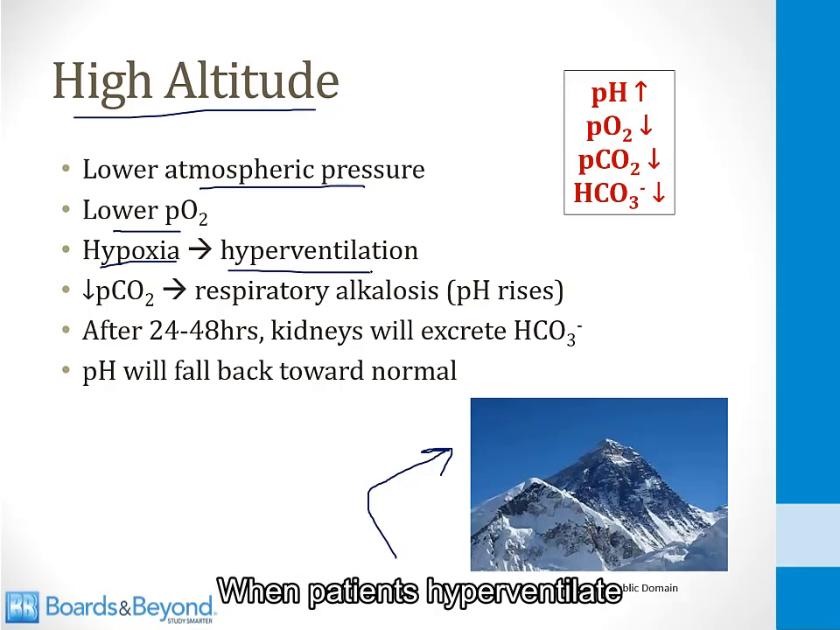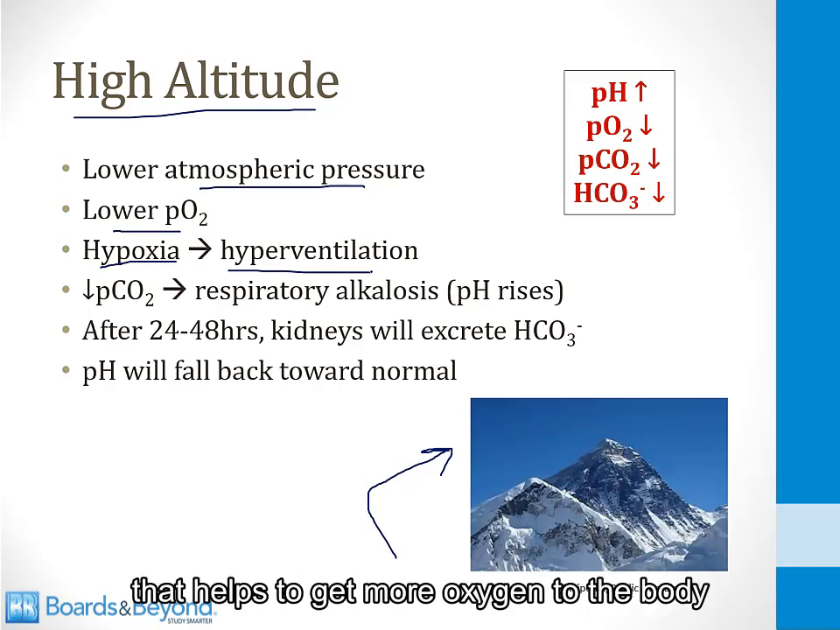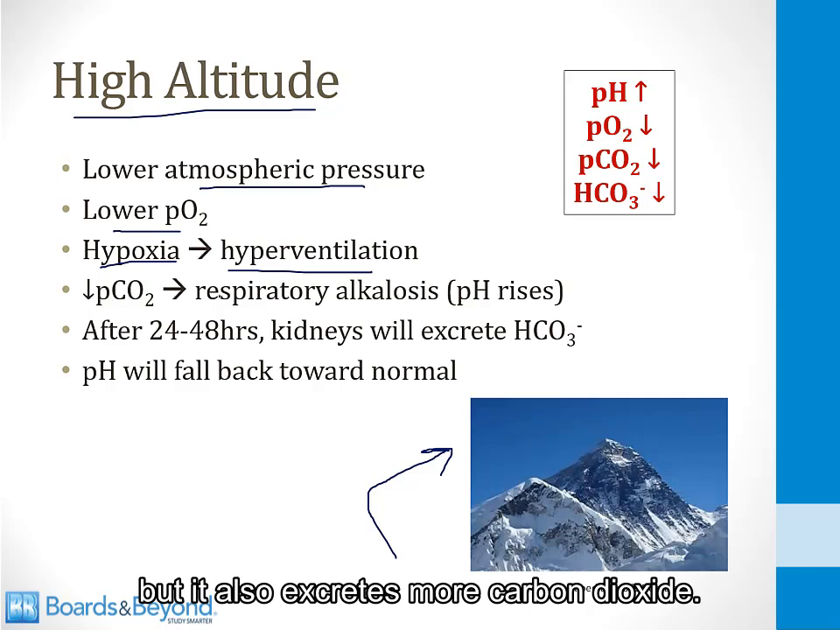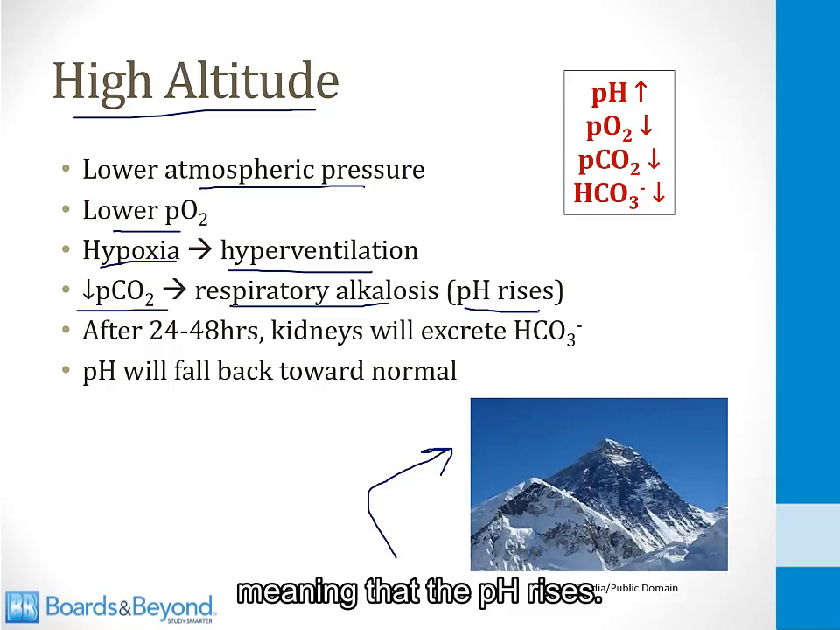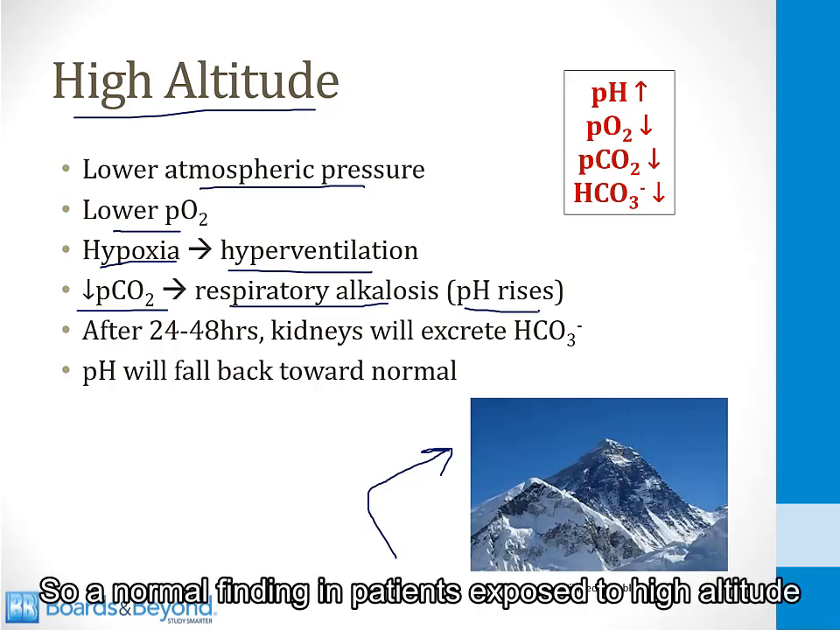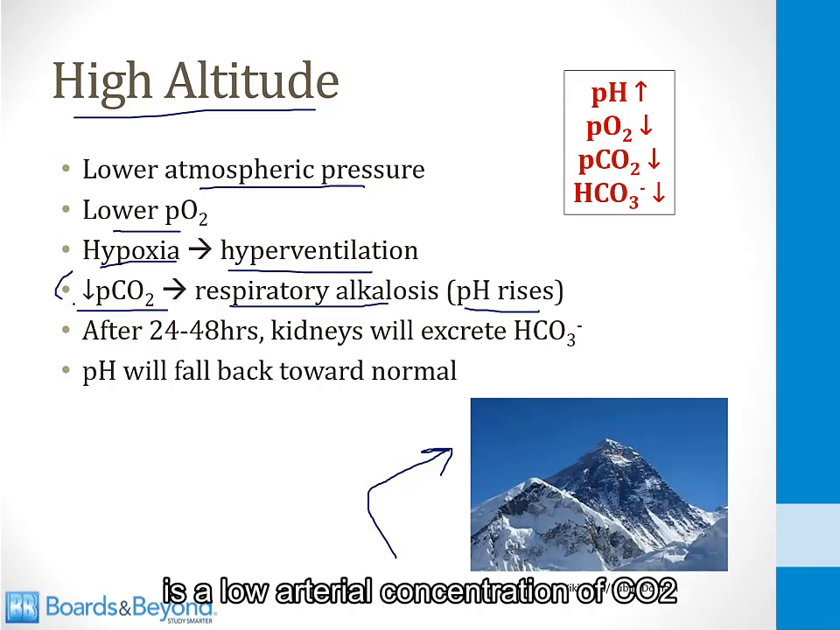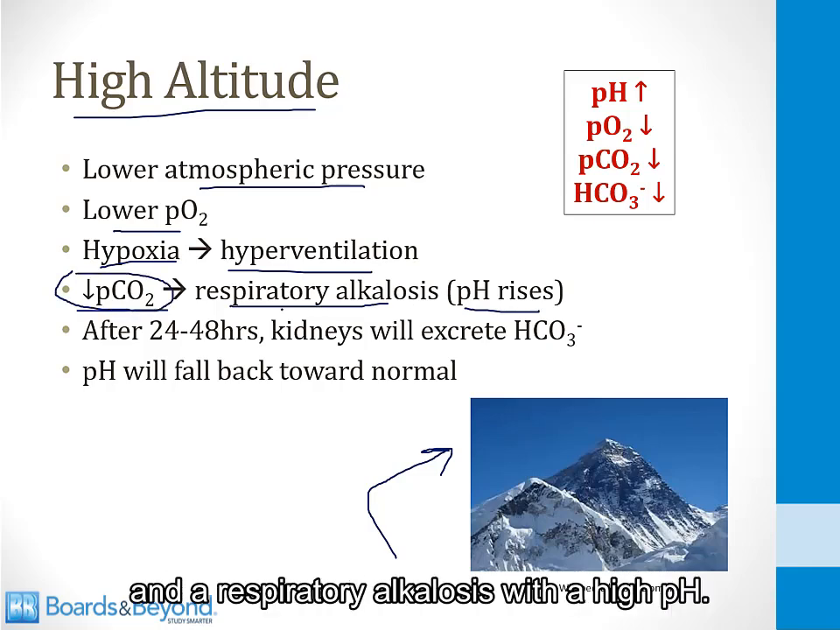When patients hyperventilate, that helps to get more oxygen into the body, but it also excretes more carbon dioxide, so the partial pressure of carbon dioxide in the blood falls. This leads to a respiratory alkalosis, meaning that the pH rises. So a normal finding in patients exposed to high altitude is a low arterial concentration of CO2 and a respiratory alkalosis with a high pH.